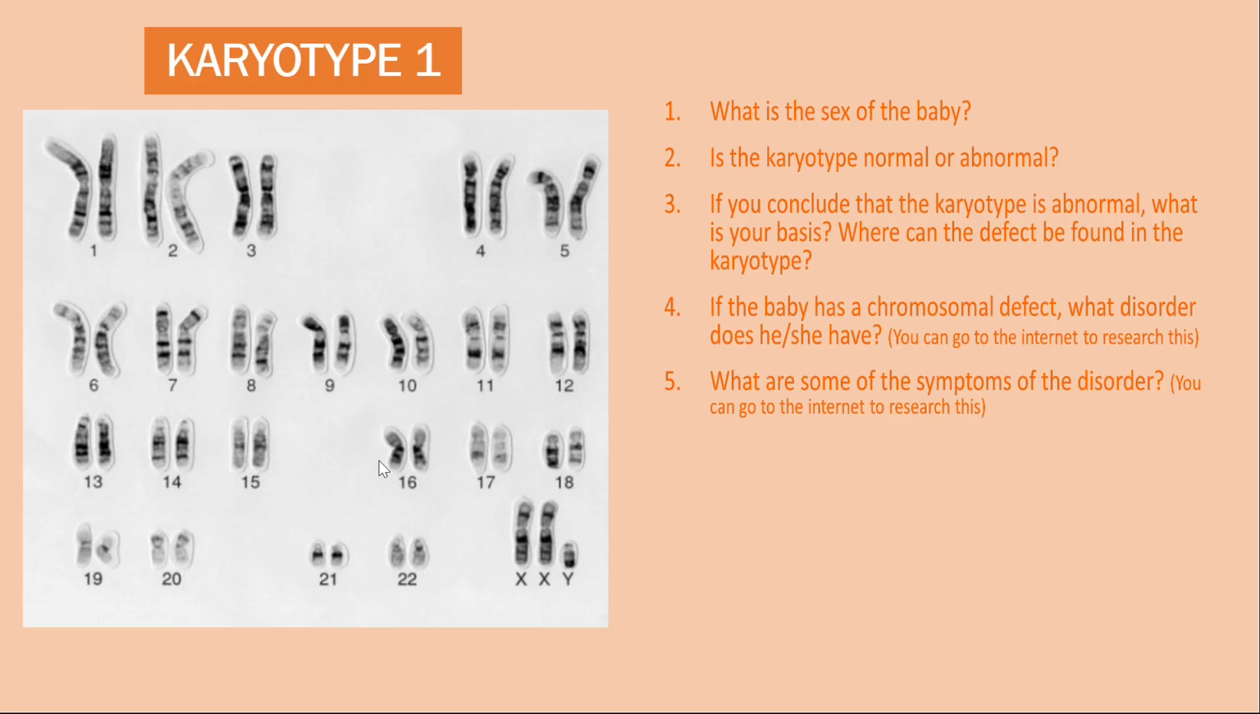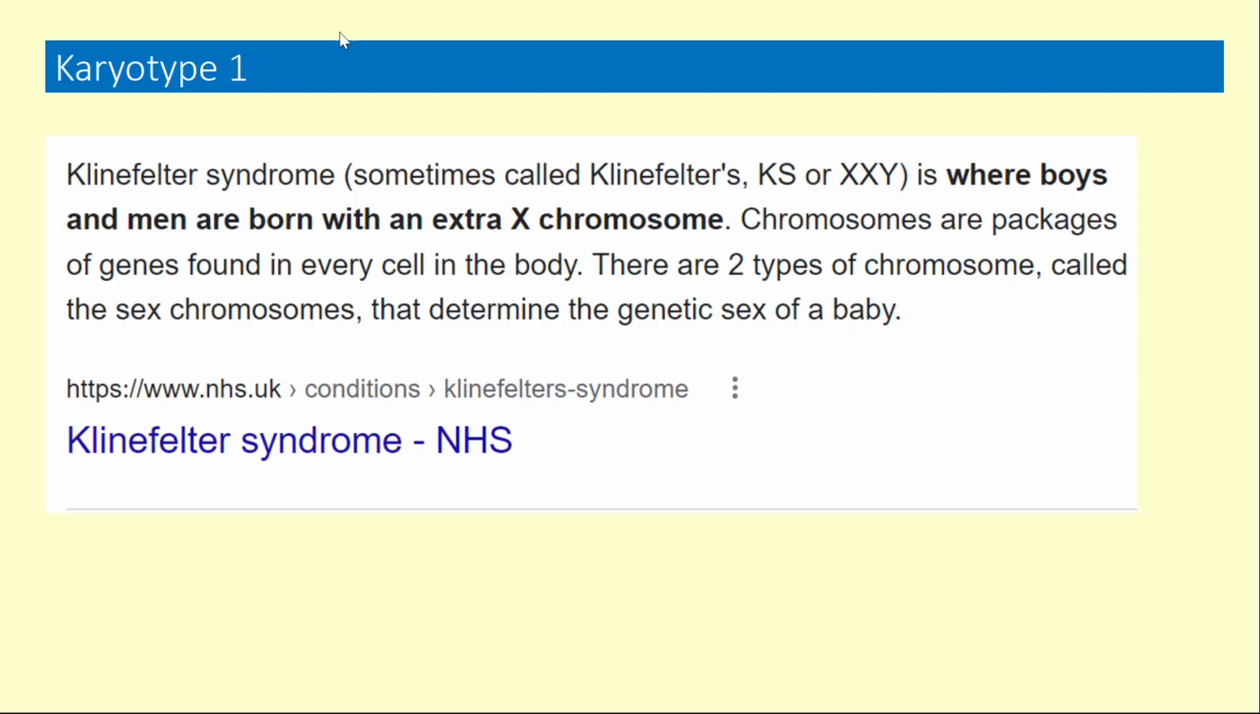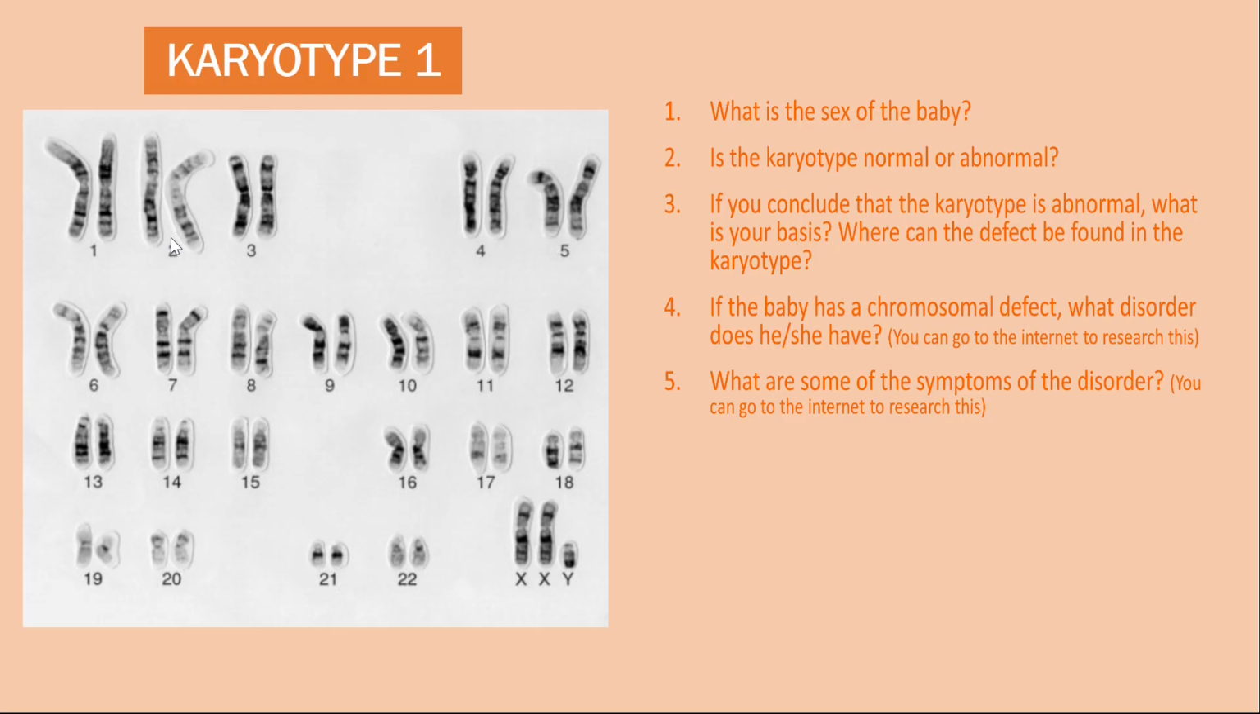So what is the sex of the baby? Of course, you know that it's male because of the presence of the Y chromosome. What if this is normal, abnormal? As you can see already, it is abnormal because of an extra sex chromosome here. And for number 4, what is the chromosomal defect? The chromosomal defect is Klinefelter syndrome, XXY. So there's an extra X chromosome over here.